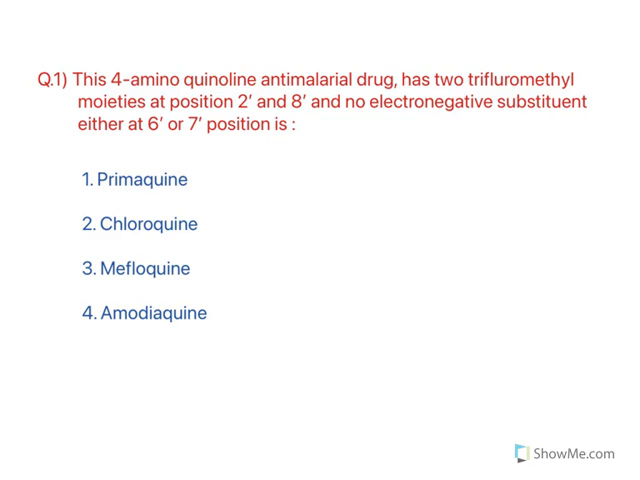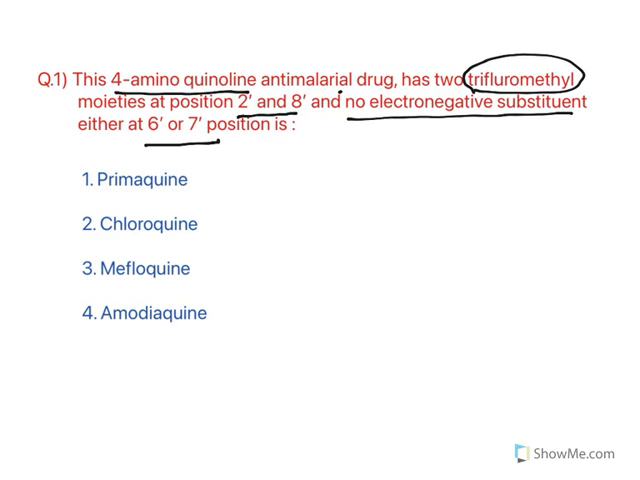Let's begin. At the beginning I am going to deal with questions related to medicinal chemistry. The first question is: a 4-aminoquinoline anti-malarial drug that has trifluoromethyl moieties at 2 and 8 positions and no electronegative substituent either at 6 or 7 position is? What is the drug which has got all these properties?